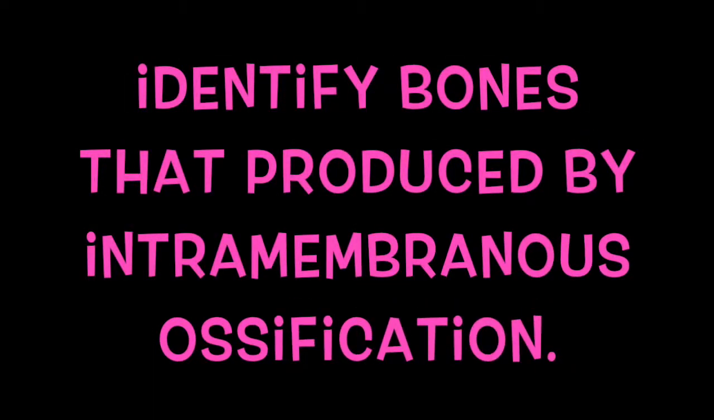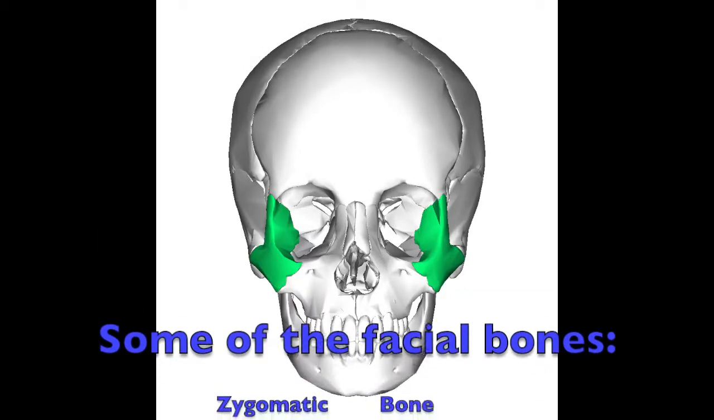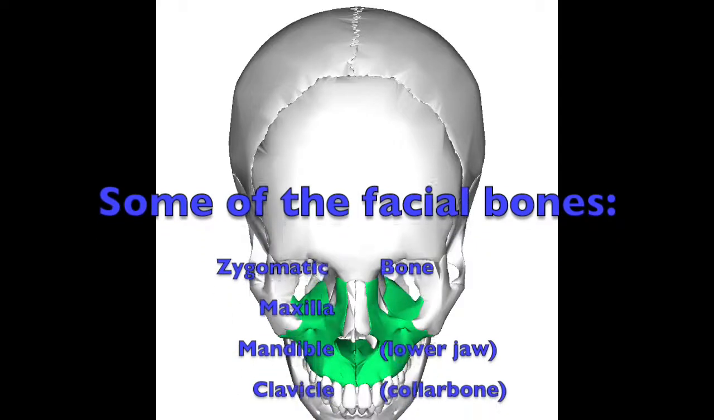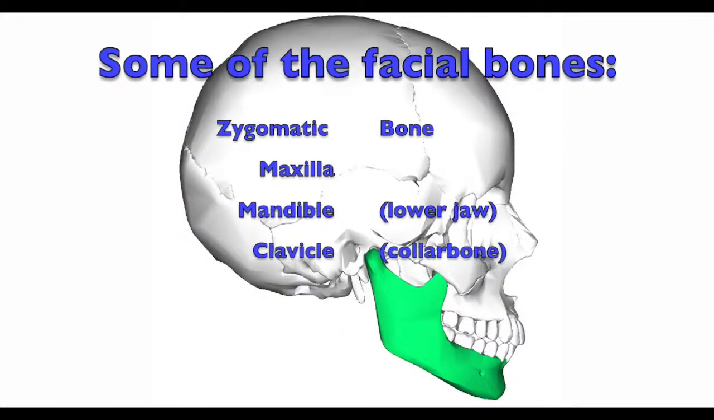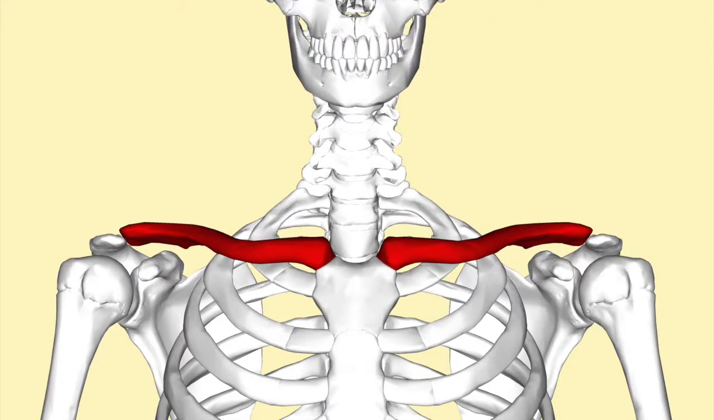This is expert Dr. Alaney. Identify bones that are produced by intramembranous ossification. The bones that are produced by intramembranous ossification are the flat bones of the skull, some of the facial bones like the zygomatic bone and maxilla, the mandible, the lower jaw, and the central part of the clavicle, the collarbone.